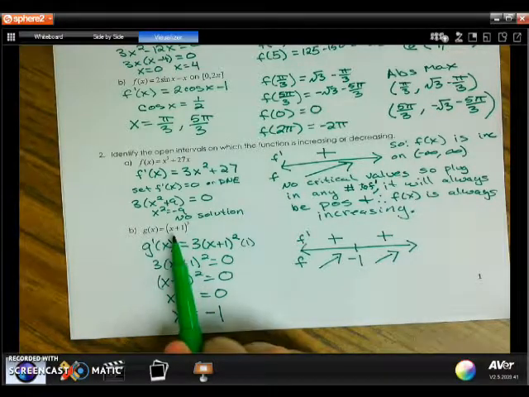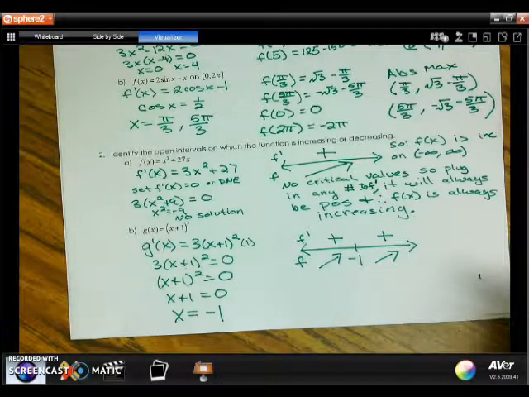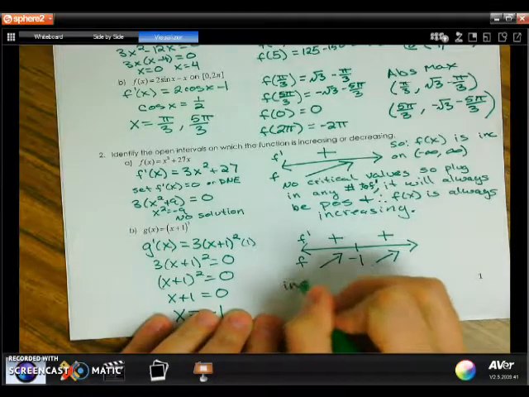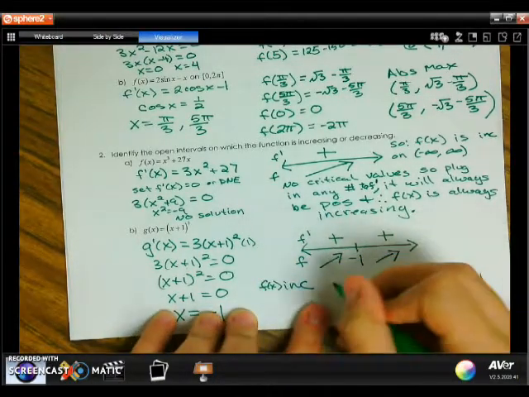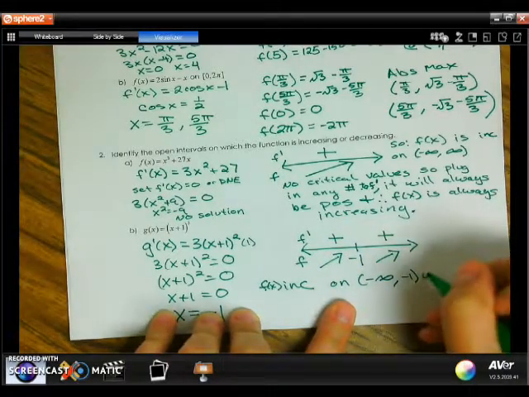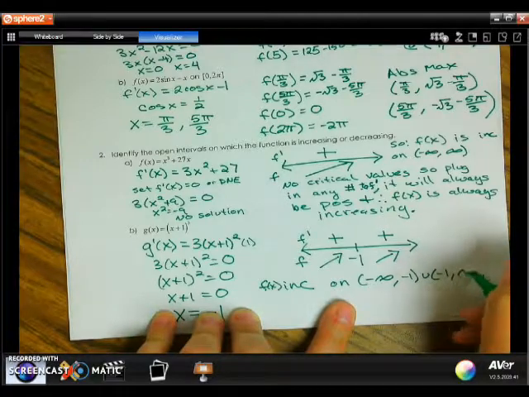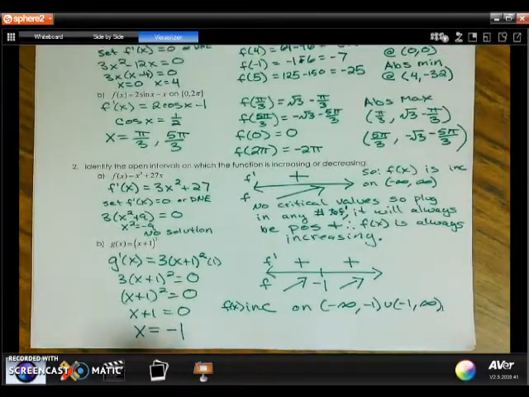This is just your cubic shifted to the left by 1, so you should even be able to get that it is increasing from left to right the entire time. So f of x is increasing on the interval negative infinity to negative 1, union negative 1 to infinity. Alright, and that is the end of page 1.